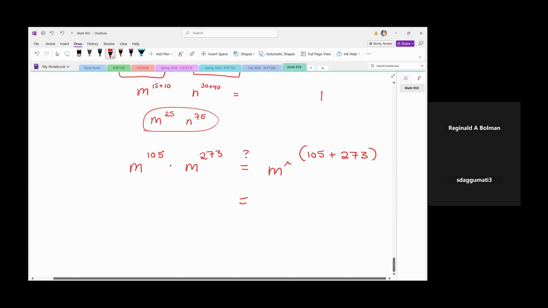And what that gives you is 5 plus 3 is 8, 7 plus 0 is 7, 2 plus 1 is 3. So you have m raised to the 378. And that would be your answer. It's that simple.